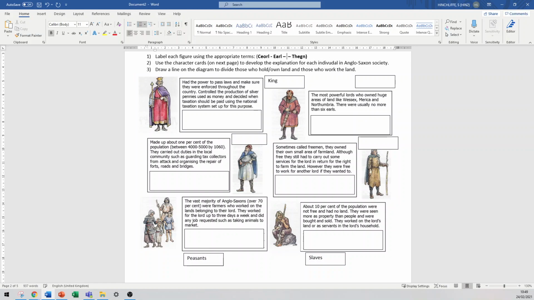we've done peasant, we've only got a few left. I reckon you were able to work out Earl. Now these are powerful lords who own huge areas of land, and there's going to be some weird terms here because England didn't look like England does now.